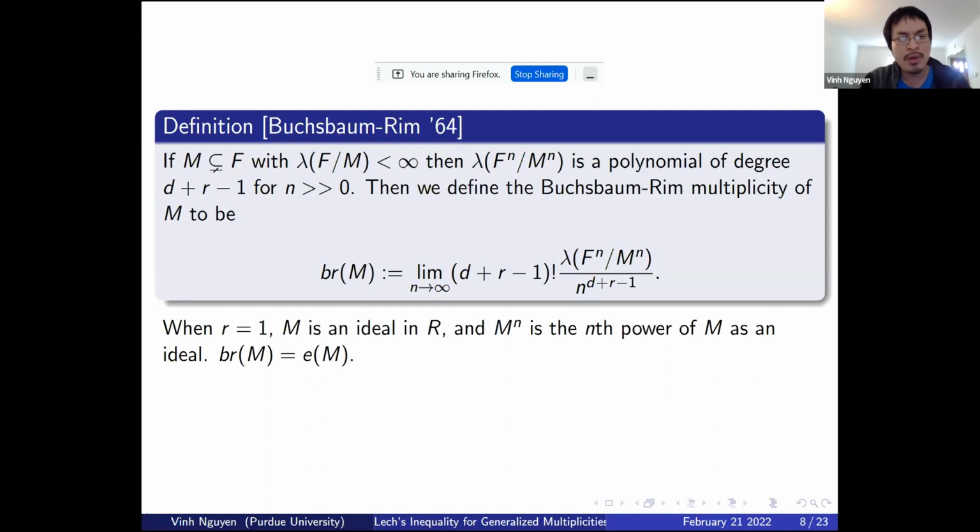Okay, when r is 1, then M can be viewed as an ideal in the ring, and the powers of M are exactly the powers of M as an ideal. So the Buchsbaum-Rim multiplicity is the Hilbert-Samuel multiplicity of M as an ideal.